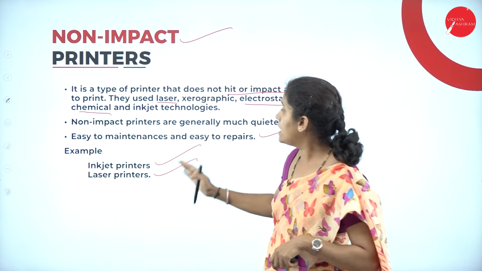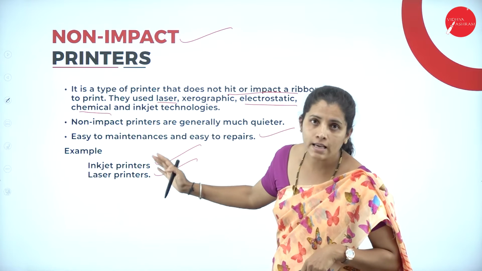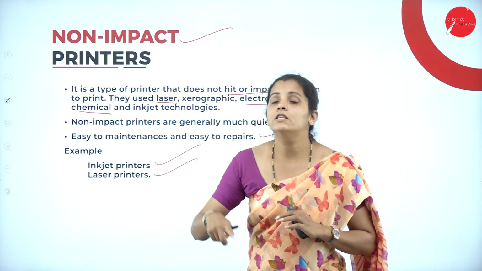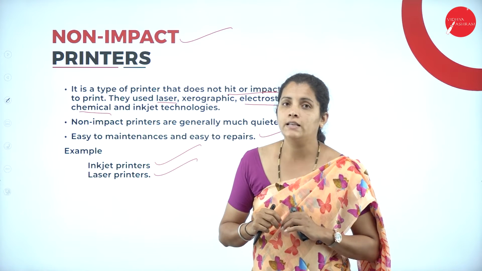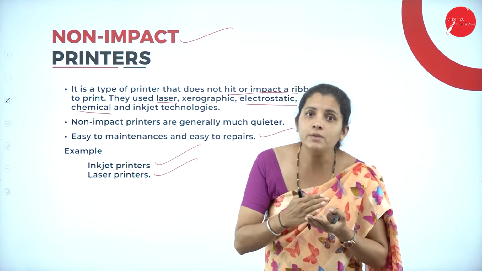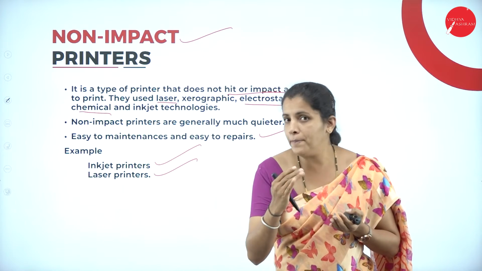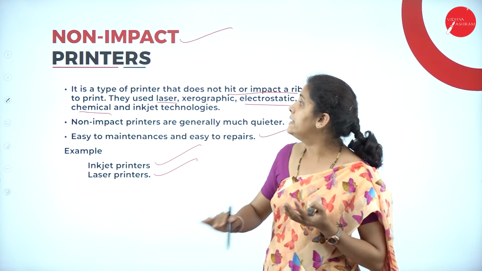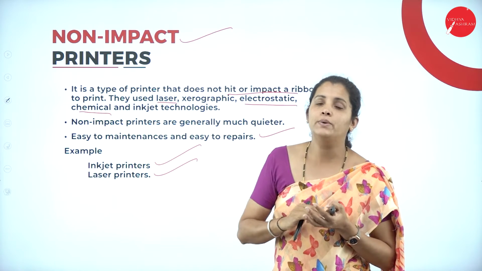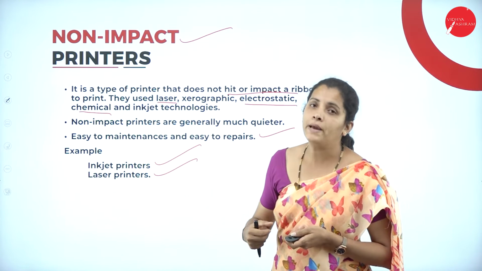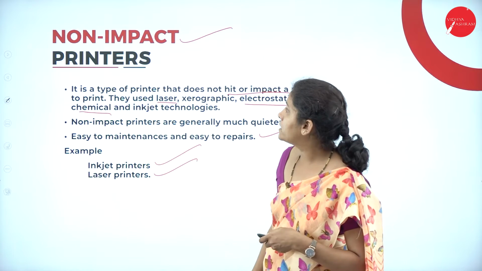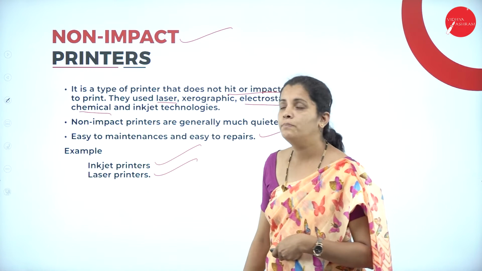Non-impact printers are the inkjet printer and laser printer. So dear students, please remember that there is only one difference. In an impact printer, there is an interaction between ribbon and paper, whereas in a non-impact printer, there is no interaction between ribbon and paper. That is the main difference between a non-impact printer and an impact printer.